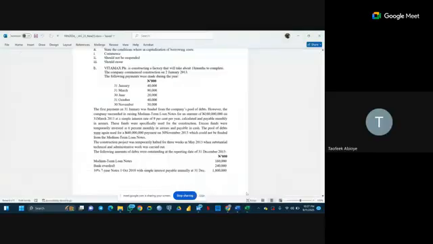Okay, let's look at the question again. So this is the question here. Look at the sources of funds. We have medium-term loans, we have bank overdrafts, and we have 10% 7-year notes with simple interest payable annually at 31st December. You get. Now let's check through the question. Look at that last paragraph.